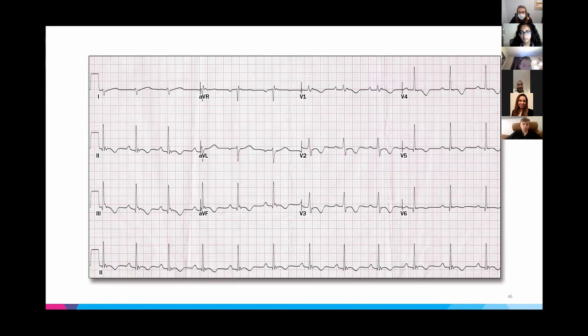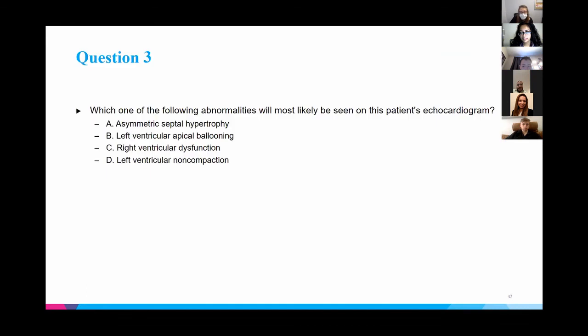In the chat, they're saying epsilon waves or Osborne waves. Yes, so they're epsilon waves. They're high frequency, low amplitude deflections at the end of the QRS complexes. And as you mentioned, there's T wave inversions in the precordial leads. So those are called epsilon waves, and they are commonly seen with what? That's in ARVC. Correct. So the answer here would be C.